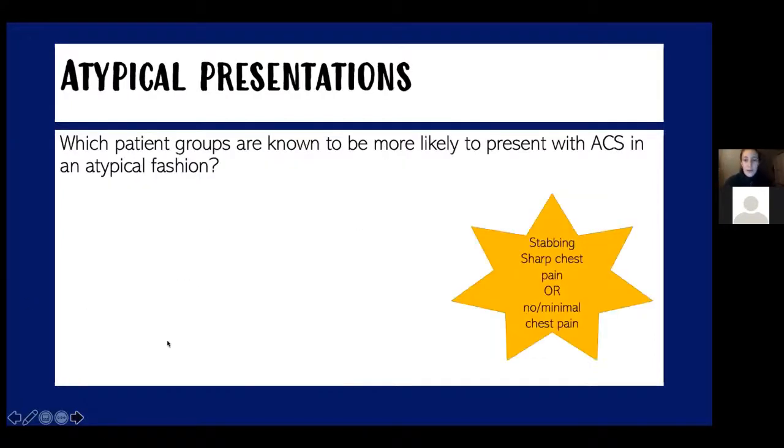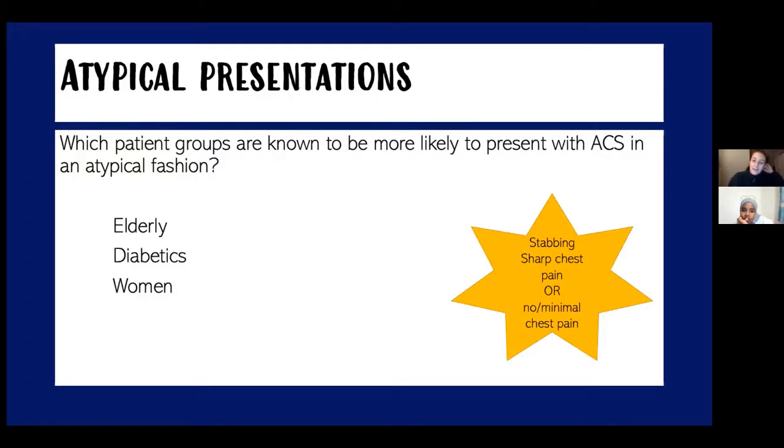And then this is just a question if people want to pop in the chat what they think: which group of patients are more likely to present in an atypical fashion with MIs? This could be where they're sat in the department with very, very little chest pain when in fact they're having an MI, if you are then handed an ECG with widespread ST elevation. Do we know what groups? Yeah, perfect, you've got all 3 there. So the elderly, the diabetics is the classic one, and also women are more likely to have an atypical presentation than men.